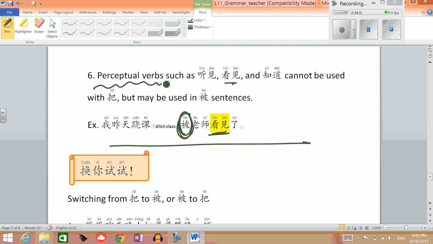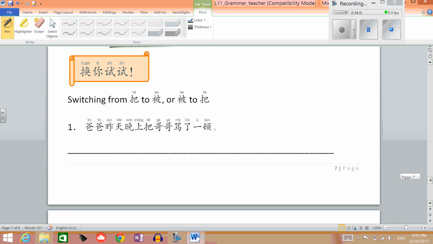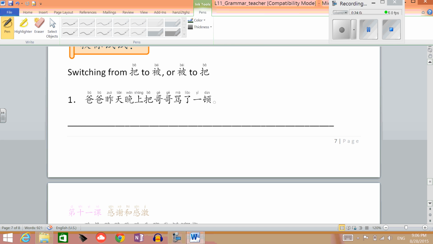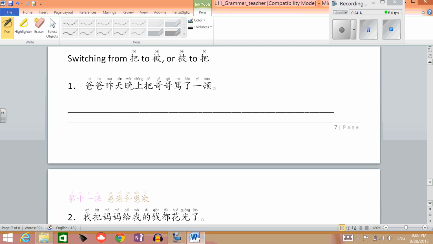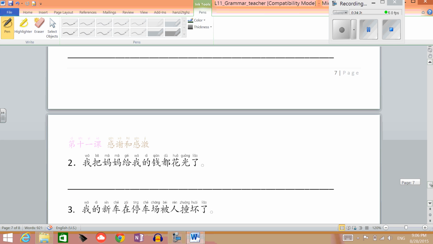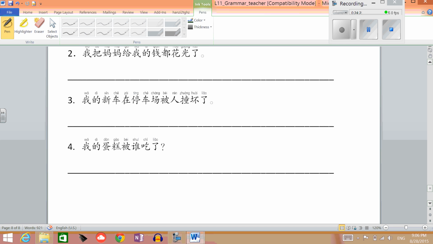Alright, here is your time to show if you understand 把 and 被. So here is a very simple exercise. You are just switching the sentences, rewriting them from a 把 structure to 被 or 被 structure to 把. Okay, there are 4 of them. And please make sure you know the meanings of the sentences.